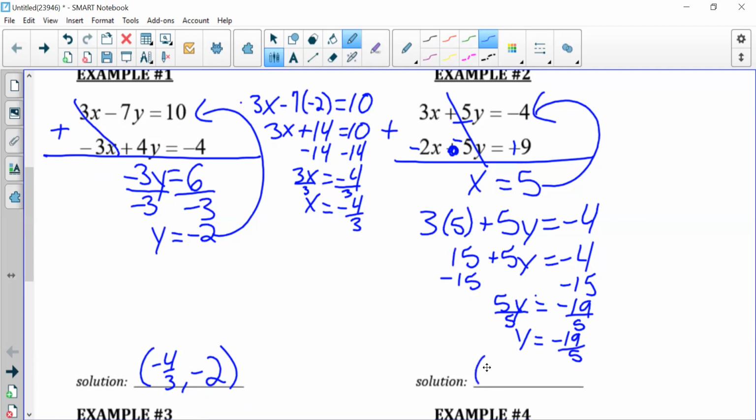Remember, our solution is a coordinate. It's a point. So let's plug these in: 5, -19 fifths. I also want to make a note here. You can plug these into Desmos. It will graph it, and you can see where it crosses. The only caveat is that these fractional ones, this -4 thirds, this -19 fifths, it will not give you a fraction. It's going to give you a decimal, okay? So make sure you have a calculator handy so you can convert your fraction to decimal form to see if Desmos agrees with you.